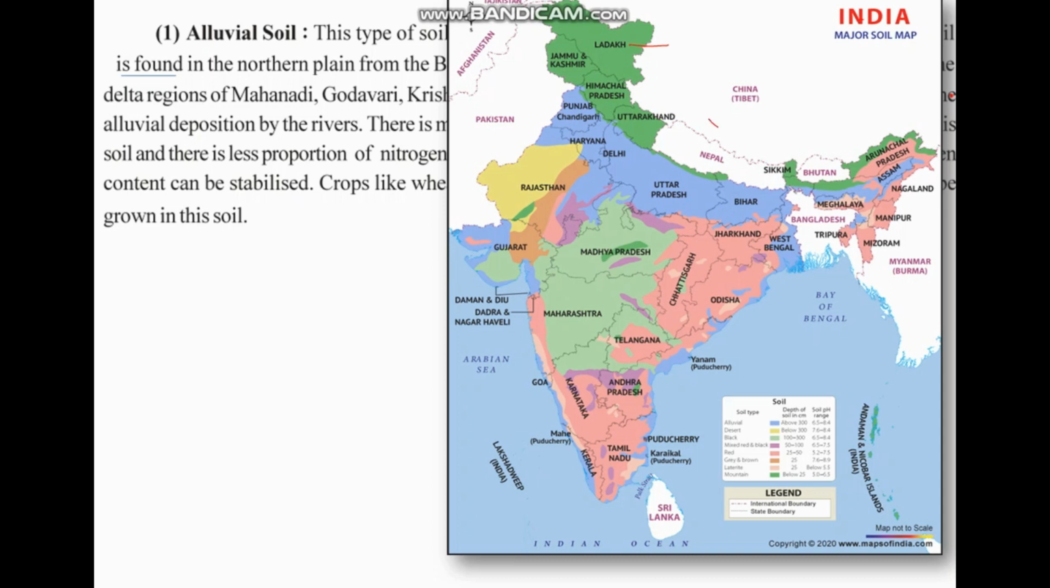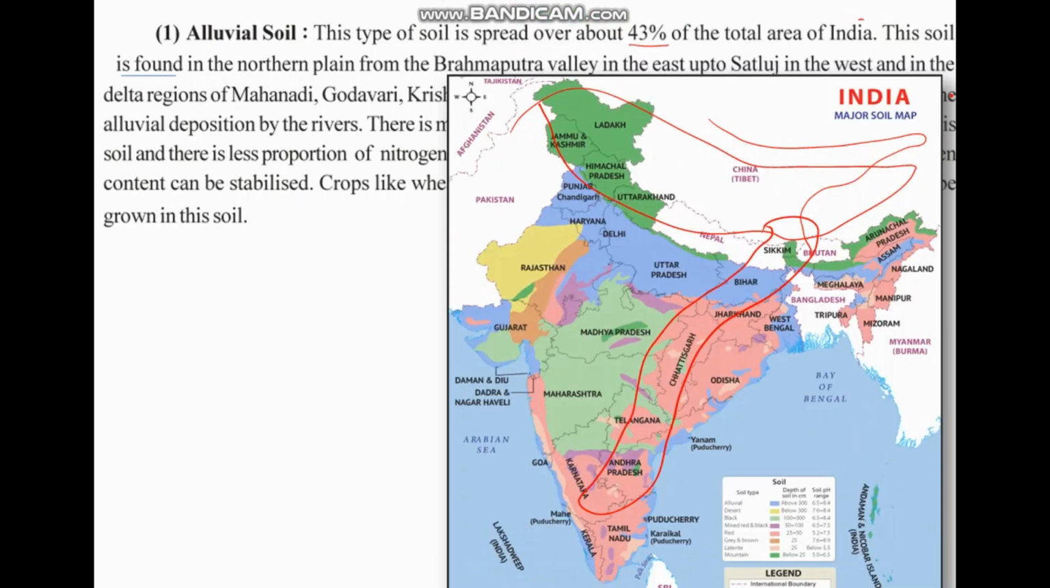Now Brahmaputra flows from here. It enters here and it goes somewhere here. So you can see here the alluvial soil is mostly found in this particular part of India, right? Also, it is found in this part of India, right? Let's read further.